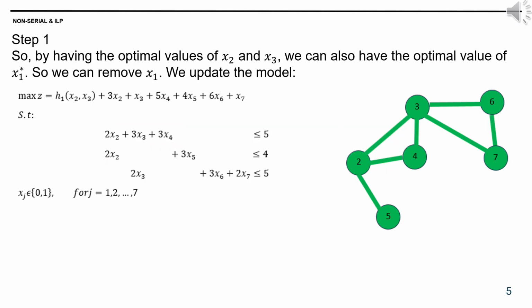Now we are at the end of step 1. We've reached the conclusion that by having the values of x2 and x3, we can determine the value of x1. So it's time to remove x1 from the model and graph and update them.